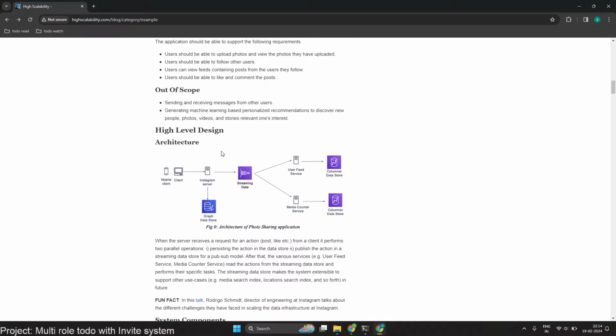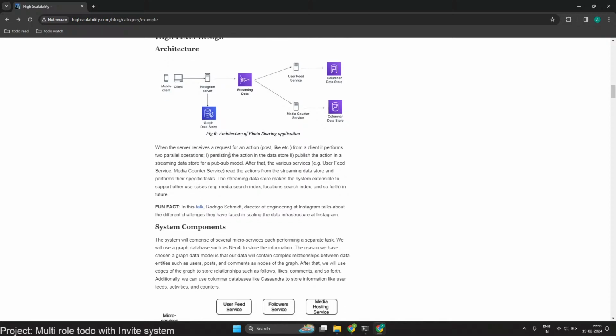High level architecture. So the high level architecture will work from client to Instagram server. Then we can manage some graph data store for social follower management. Then we have a data stream, so we are dumping the data. We will create two services, the user feed service and the media counter service. Columnar data store and columnar data store. I guess this one is Kafka, or I don't know. Let's see.